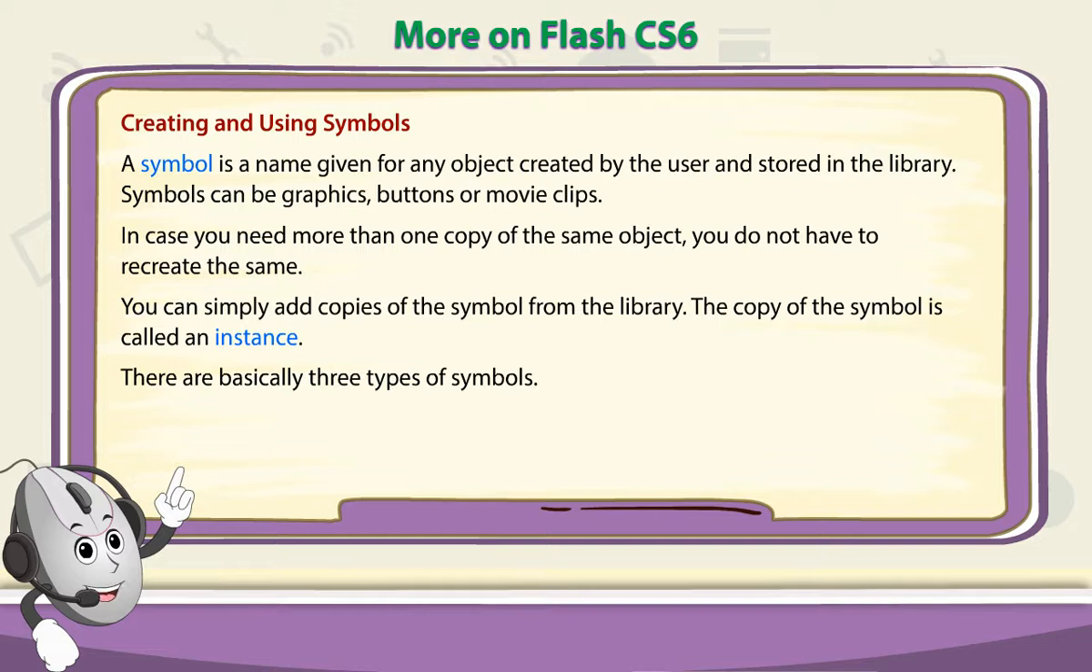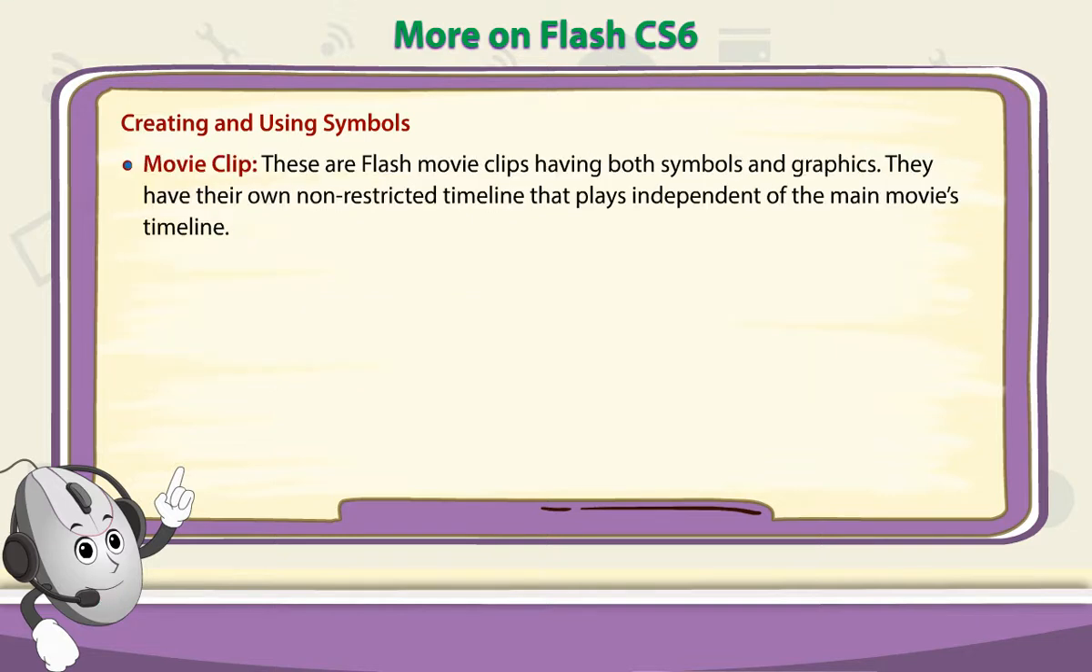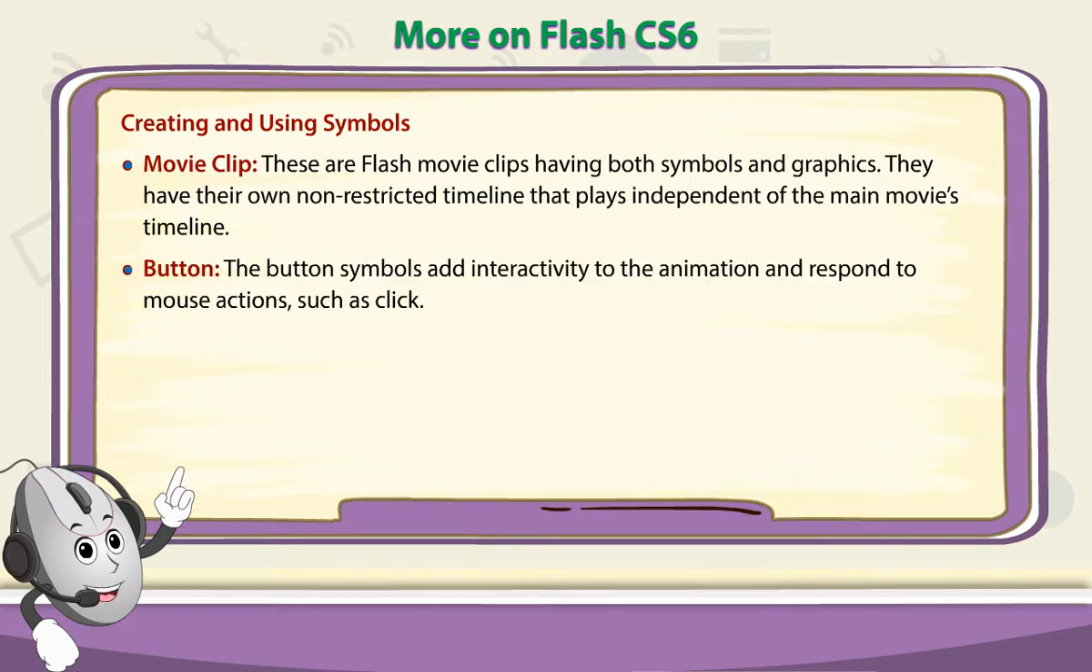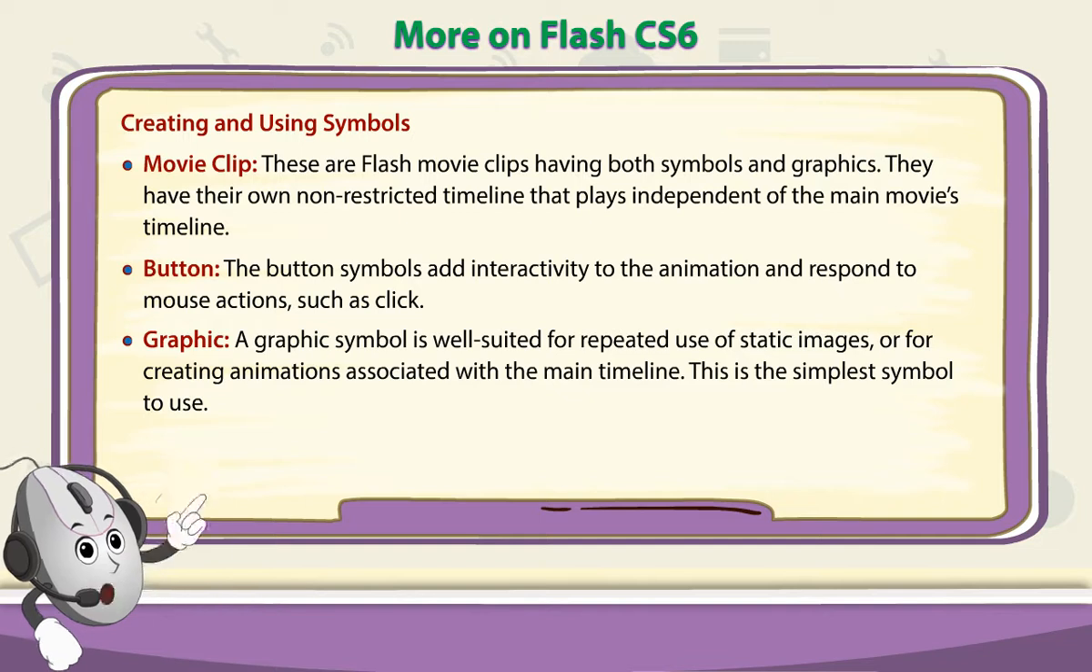There are basically 3 types of symbols. Movie clip. These are Flash movie clips having both symbols and graphics. They have their own non-restricted timeline that plays independent of the main movie's timeline. Button. The button symbol adds interactivity to the animation and responds to mouse actions such as click. Graphic. A graphic symbol is well suited for repeated use of static images or for creating animations associated with the main timeline. This is the simplest symbol to use.